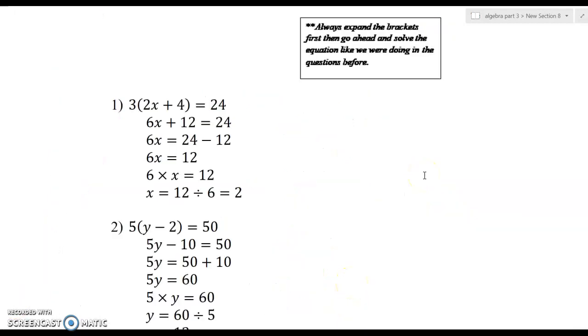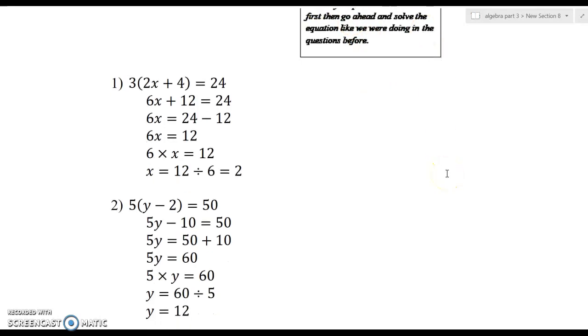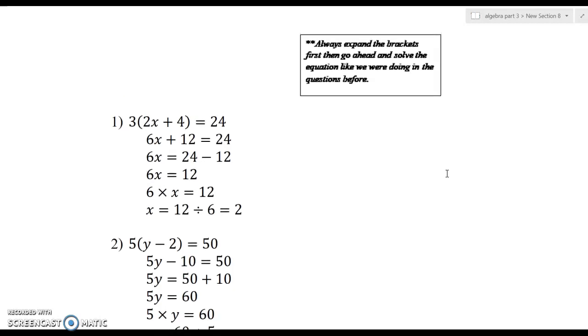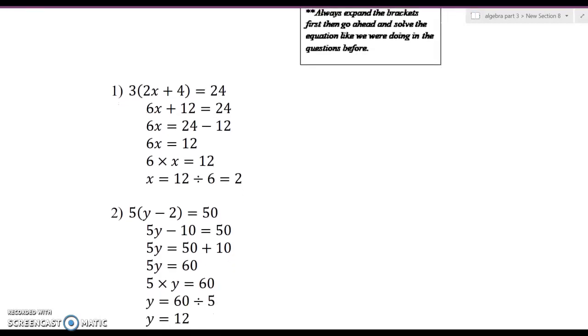Now we have 2 questions here with brackets. Now remember what I told you all from before, whenever you have brackets, you must always work out your brackets first. Always expand the brackets first, then go ahead and solve the equation like you were doing before. So, for example, in number 1, 3 multiplied by 2x is 6x, and then 3 by positive 4 is 12, so you get 6x plus 12 equals 24. And from here, you should know what to do.